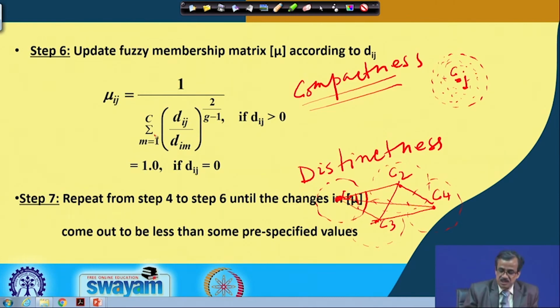Now, if you use this fuzzy C-means algorithm, there is a possibility that you will be getting a very compact cluster, but at the cost of distinctness. So, you may not get a very distinct cluster using this fuzzy C-means algorithm. But what is our aim? Our aim is to get more compact as well as more distinct clusters. How to get it, I am going to discuss after some time. So, these are the relative merits and demerits of the fuzzy C-means algorithm. Thank you.